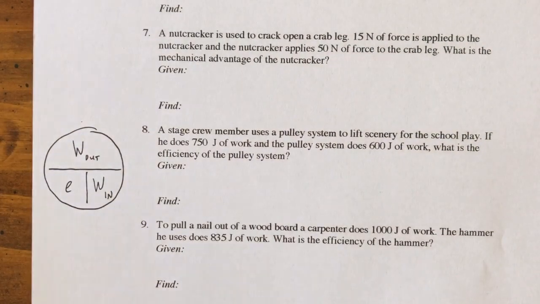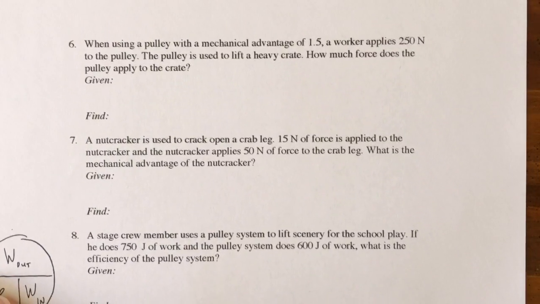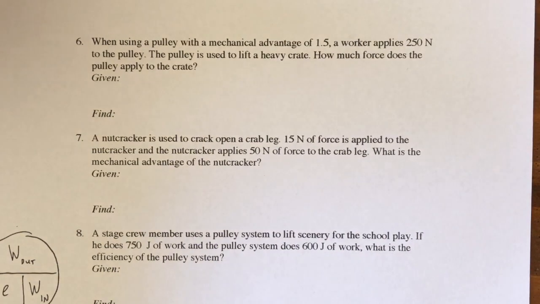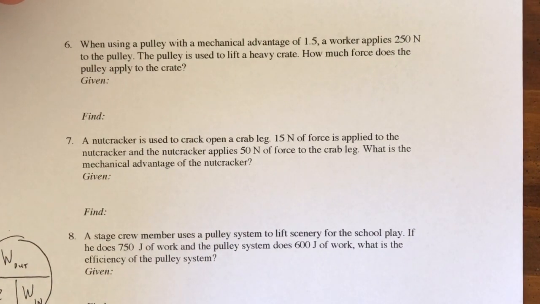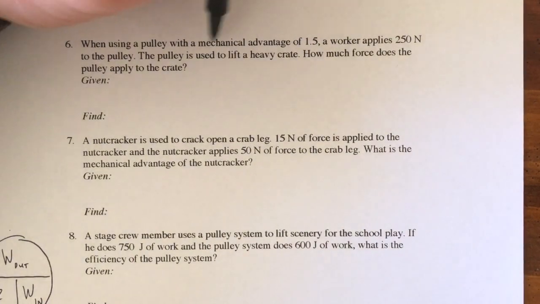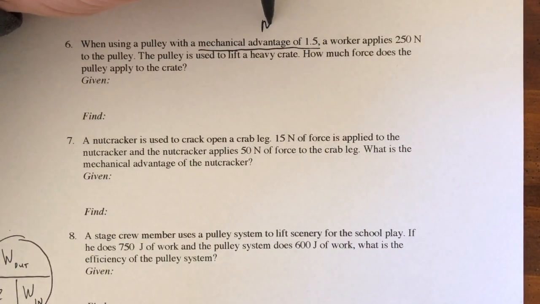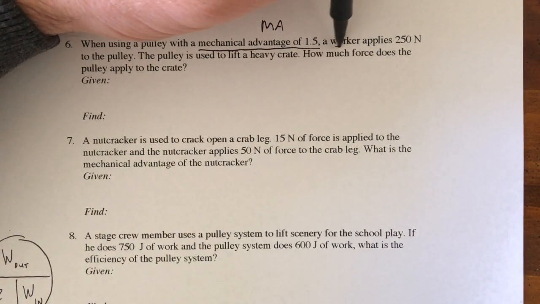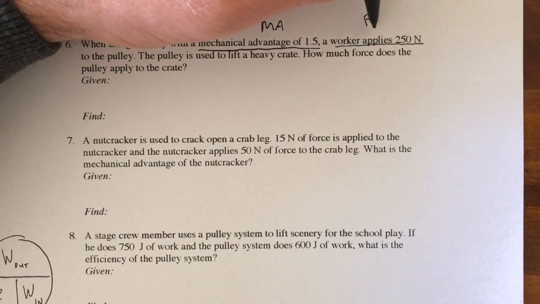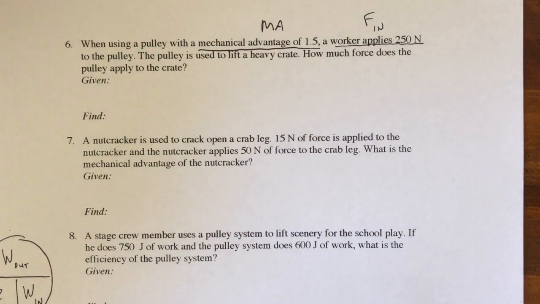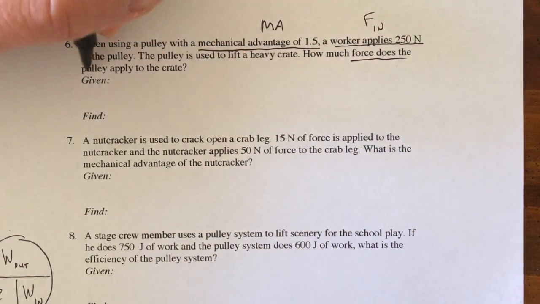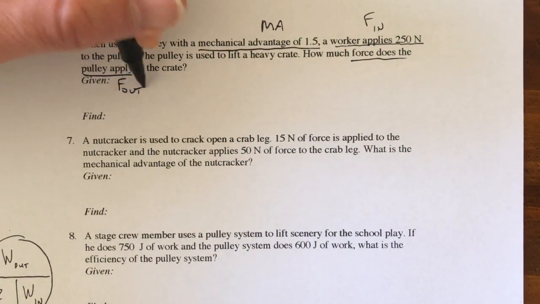All right, number 6, when using a pulley with a mechanical advantage of 1.5, a worker applies 250 newtons to the pulley. The pulley is used to lift a heavy crate. How much force does the pulley apply to the crate? So here we've been given, again, a mechanical advantage. And it says the worker applies 250 newtons. So if a person's doing this, that's the force in. And so the question is, how much force does the pulley apply? And that's the force out.